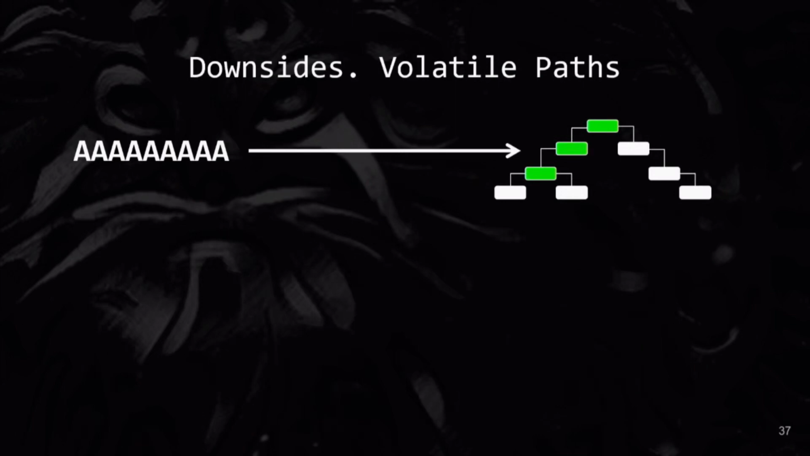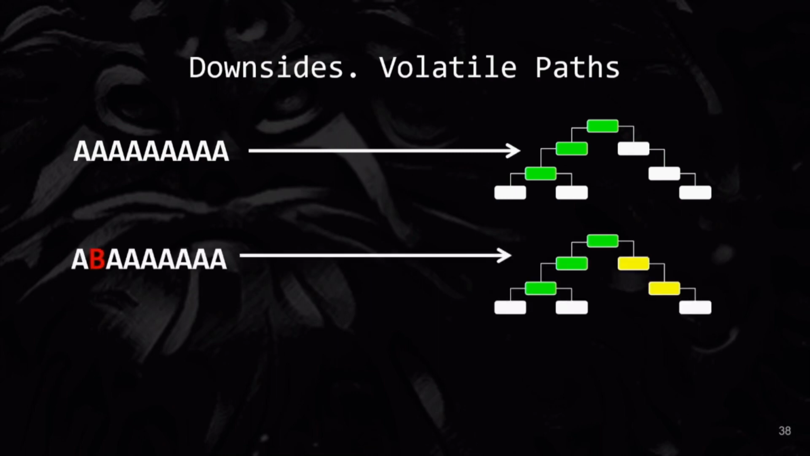What is a volatile path? Let's say we have an input of 8 A's that covers these 3 branches in our target, indicated by green. We mutate 1 bit, and now it covers the 3 previous branches and 2 more, shown in yellow.